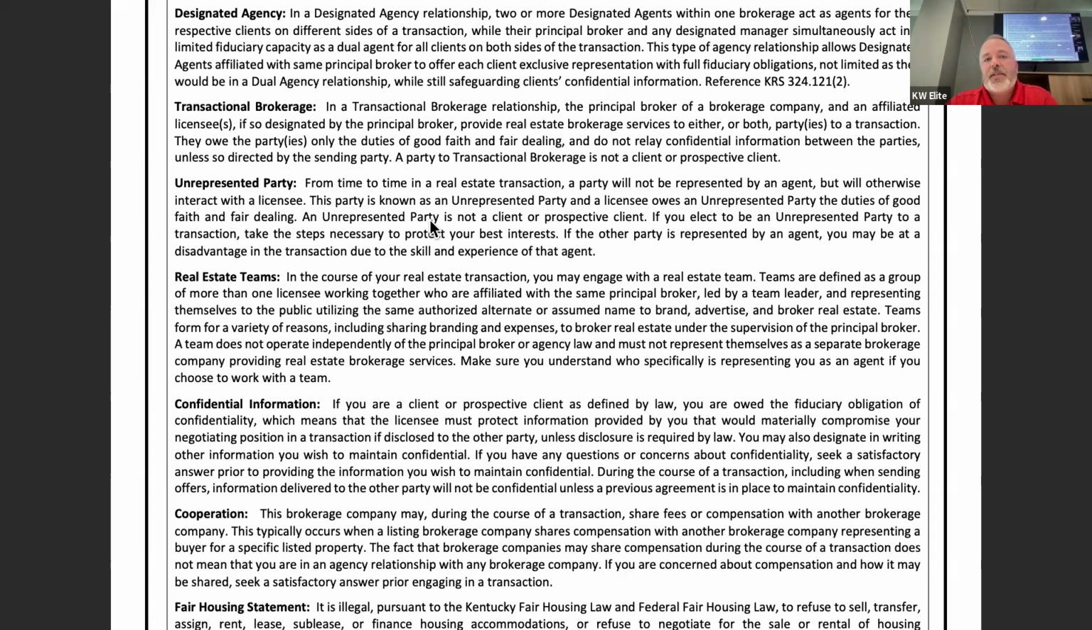That means that they are not a customer, but they are a prospect. And it says here, an unrepresented party is not a client or prospective client. An unrepresented party to a transaction takes steps necessary to protect your best interests. And then there's real estate teams.